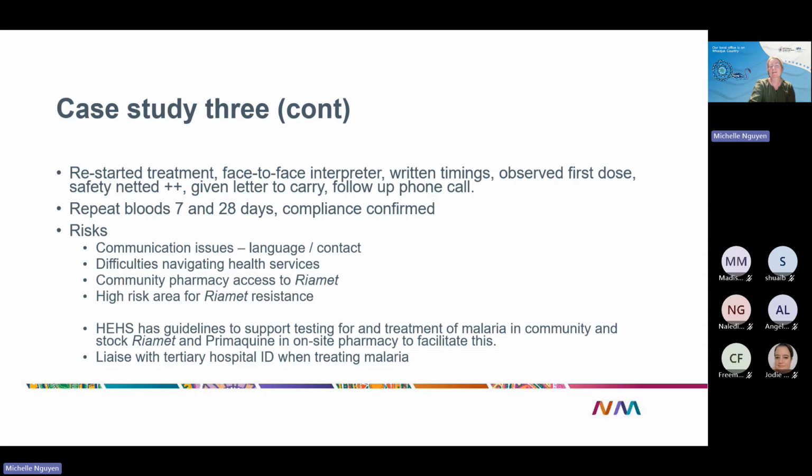Primaquine is the medication that you can use with Vivax malaria or malaria ovale if you need to use that terminal treatment, as long as people's G6PD level is normal. But we always liaise with tertiary hospital ID when treating malaria. So we'll always make a phone call to let them know that we have somebody, and just to make sure that they're happy with the plan to treat them as an outpatient.